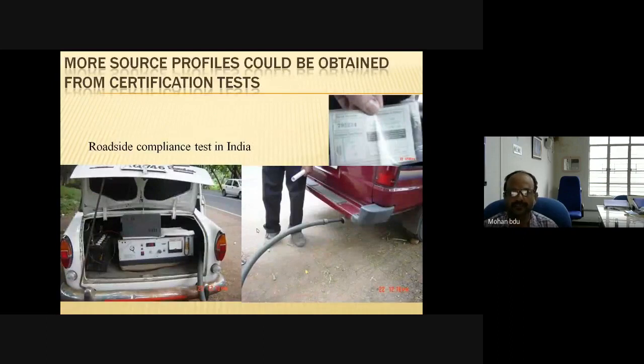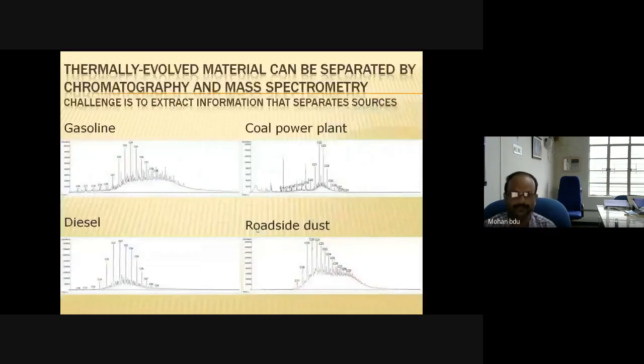You can see the emission testing, and based on this, it can serve as an input parameter. So this is a typical kind of graph which is generated in gas chromatography mass spectrometry for a gasoline engine. These are the compounds that are emitted from gasoline powered vehicles.